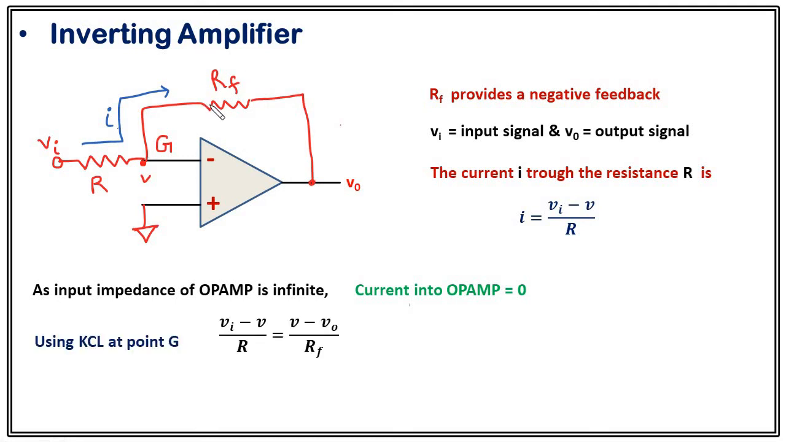So, if you apply KCL, Kirchhoff's current law, at point G, we can simply write (Vi minus V) upon R is equal to (V minus Vo) upon RF. That is, the current through this resistance must be equal to the current through this resistance RF. We have just seen the concept of virtual ground. The voltage at point G, that is V, will be 0 because G is at the virtual ground. Just substitute V equals 0 in this relation and we will have this final relation.